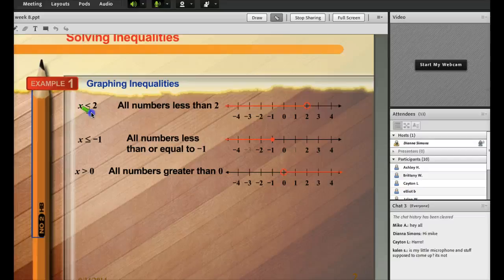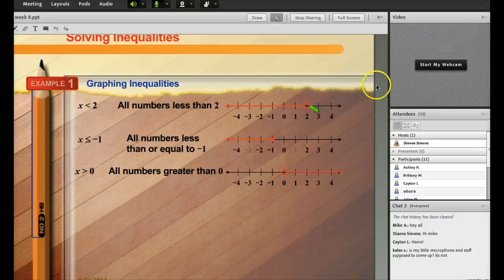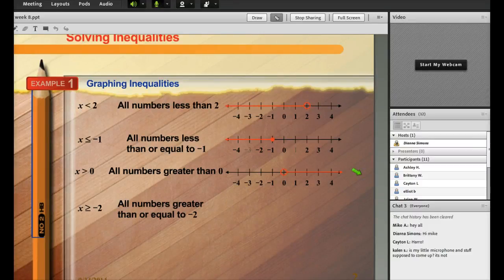All right, so this is how you graph inequalities. X less than 2. This less than, without that equal sign on the bottom, means that the little circle you make is going to be open. It's just going to be a circle. If X is less than or equal to, then you're going to fill in that circle. X greater than 0, open circle, and it's going to cover all the numbers that are greater than. Any questions about that? What about this one? Open circle or closed circle? Closed circle.